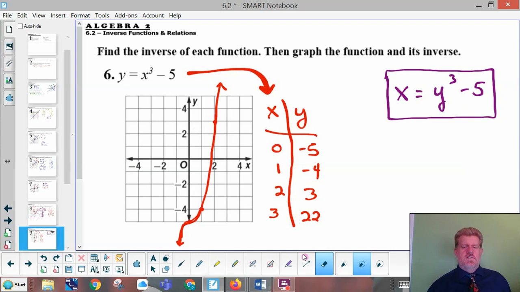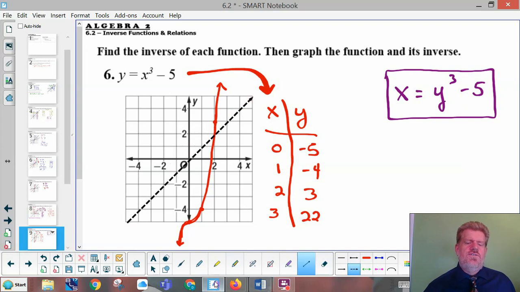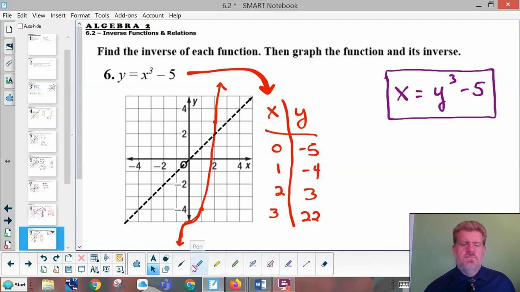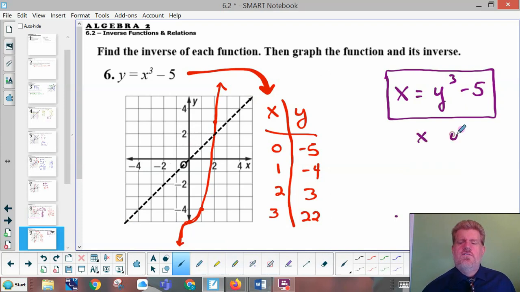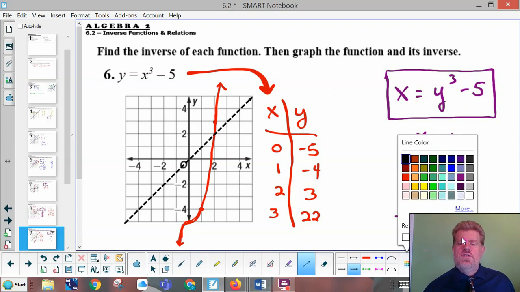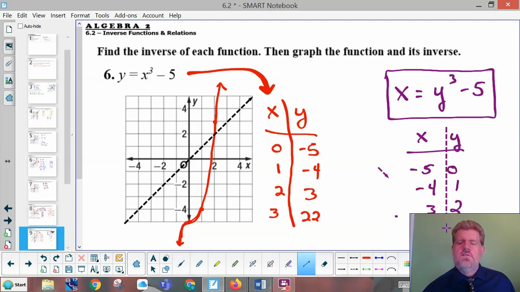So its inverse, and remember your inverse would have to be a reflection across this line. So your inverse, well, since we already have the table, we'll flip it. So this graph would be negative 5, 0, negative 4, 1, 3, 2. Now my question to you, and you might have already formulated an answer, is, are those both functions?